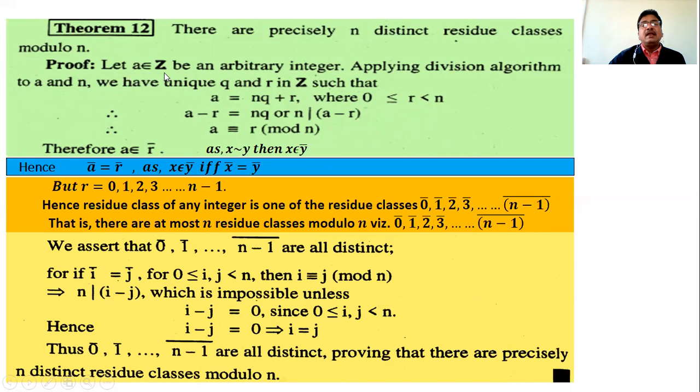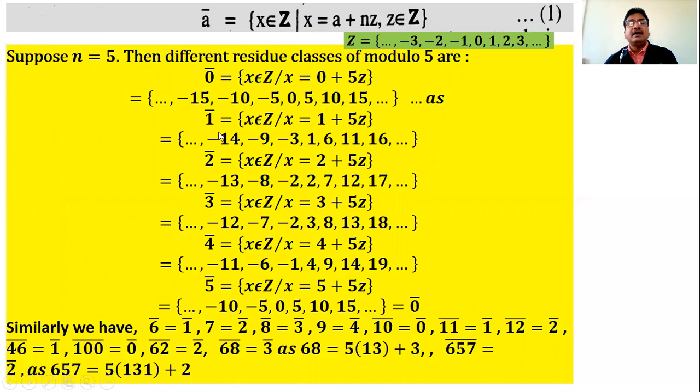So take a as any element from Z. How can we show there are n residue classes modulo n? How can we justify the statement? If we find the equivalence class, the residue class of any integer, then it is one of the residue classes 0 bar, 1 bar, 2 bar, 3 bar, 4 bar. That is, if you find 9 bar, then it is 4 bar. If you find 7 bar, then it is 2 bar. The residue class of any integer is one of 0 bar, 1 bar, 2 bar, 3 bar, 4 bar.